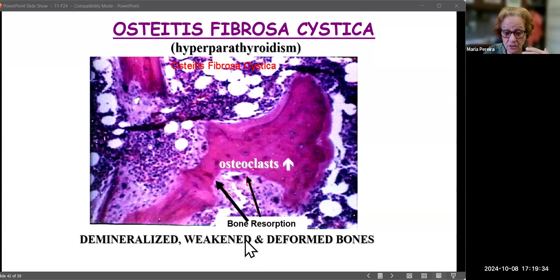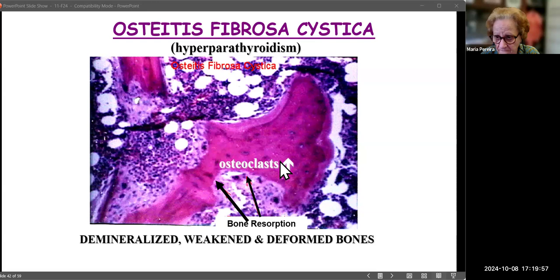So the bones are weakened, they can be deformed, and this condition is known as osteitis fibrosis cystica. It's caused by too much parathyroid hormone being released and too much osteoclast activity being activated by the parathyroid hormone.